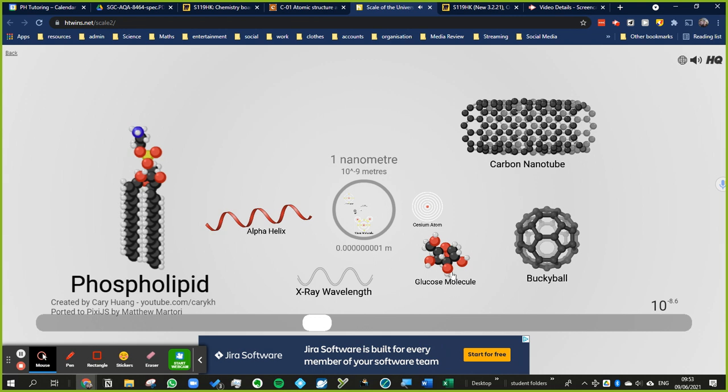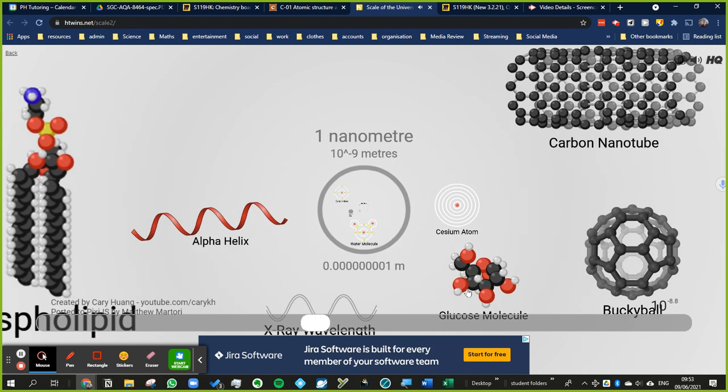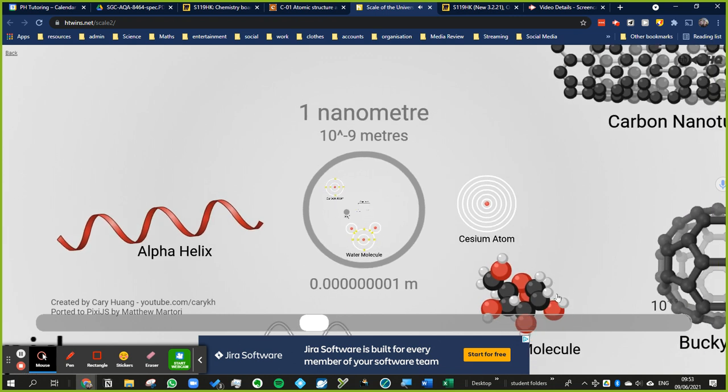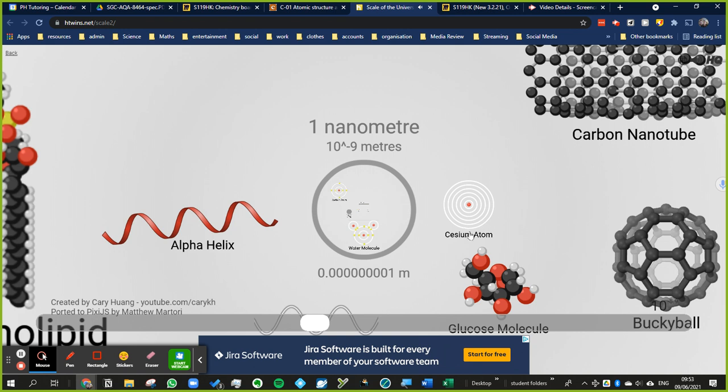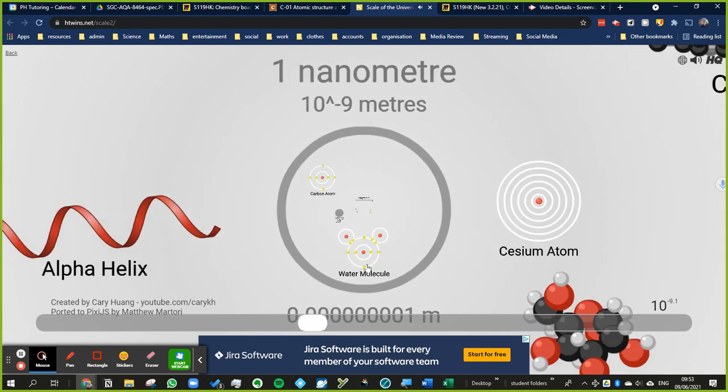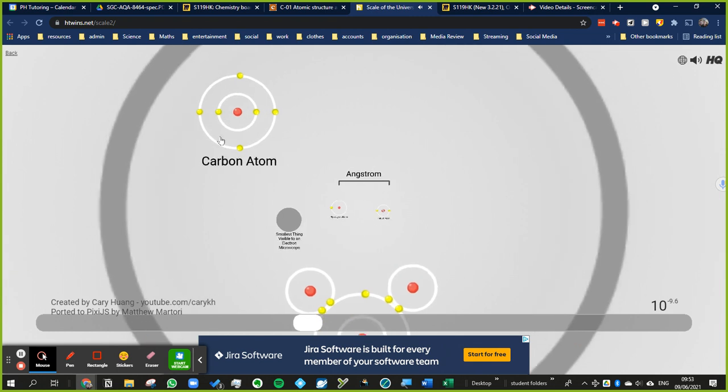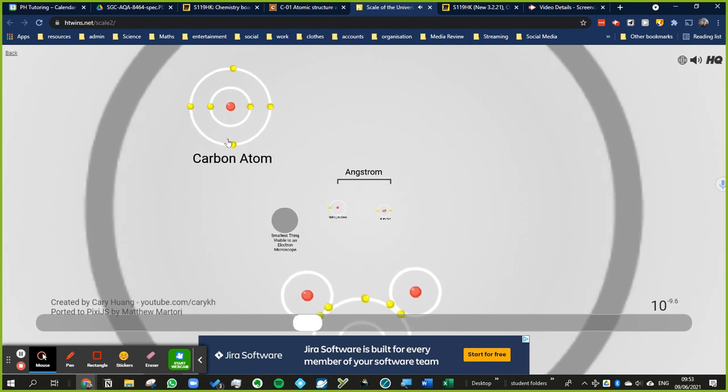The red, the black, and the white circles. Let's zoom in on that. We can't actually. Okay. So the black circles are carbon atoms, the red circles are oxygen atoms, and the white circles are hydrogen atoms. You can see here, this is our first atom, called a cesium atom, a very large atom. Let's scroll down even further. We have a carbon atom. We got our first atom.